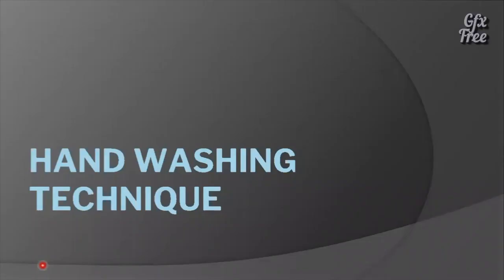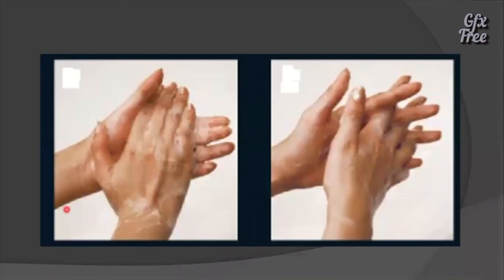Hand washing technique. Before washing our hands, we should wet our hands with water and then apply enough soap to get proper lather. In the first step, we have to rub hands palm to palm so that good lather is formed. In the second step, rub again palm to palm with fingers interlaced.